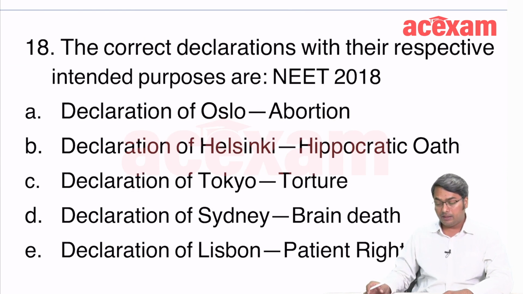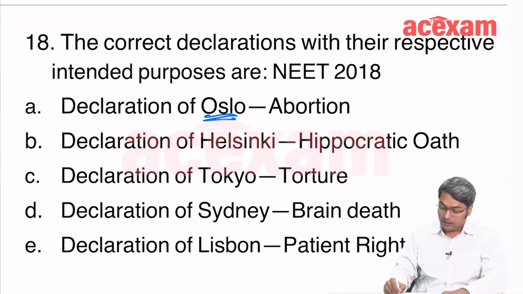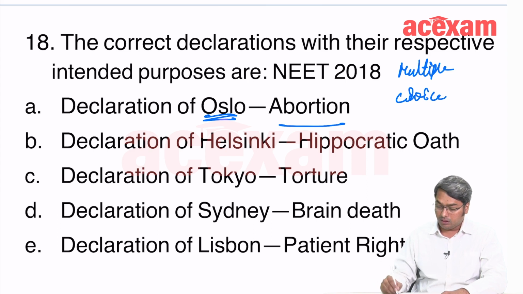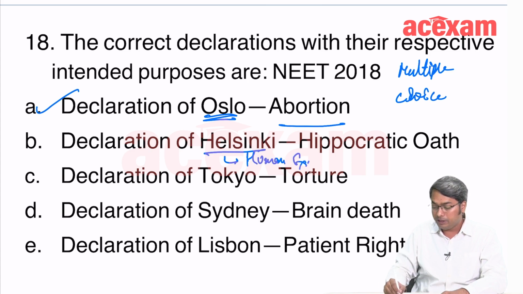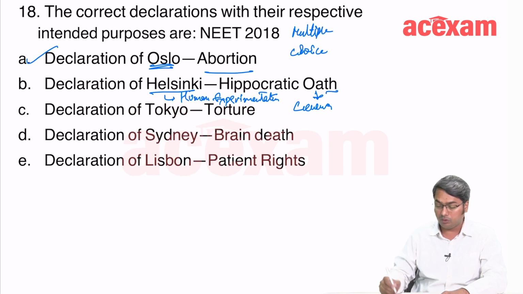Next, the correct declaration with the respective intended purposes: Declaration of Oslo deals with abortion. This was a multiple choice. Declaration of Helsinki is about human experimentation, H for H. The Hippocratic oath is given by the Geneva Declaration.